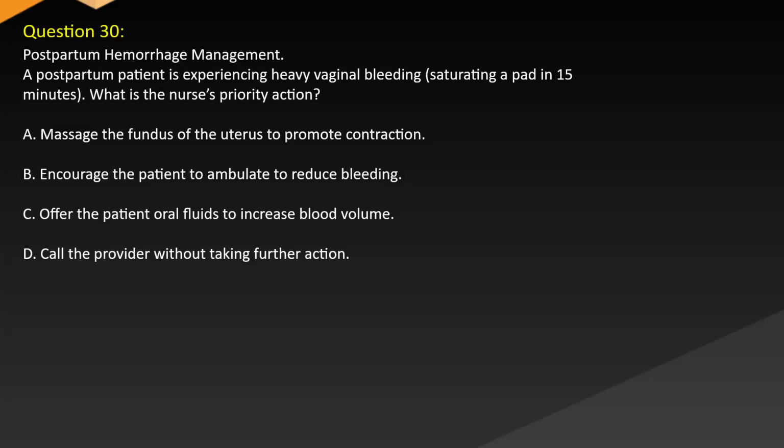Question 30. Postpartum hemorrhage management. A postpartum patient is experiencing heavy vaginal bleeding, saturating a pad in 15 minutes. What is the nurse's priority action? A. Massage the fundus of the uterus to promote contraction. B. Encourage the patient to ambulate to reduce bleeding. C. Offer the patient oral fluids to increase blood volume. D. Call the provider without taking further action.